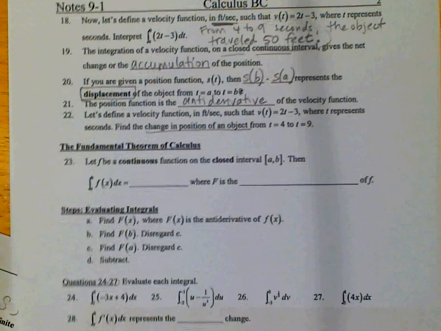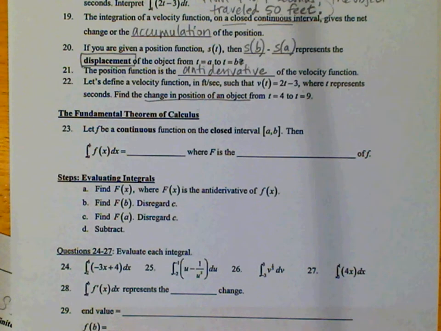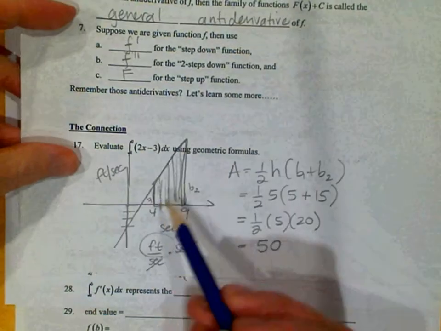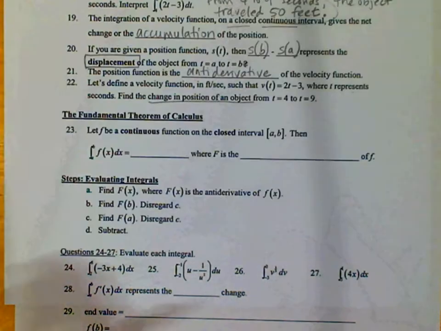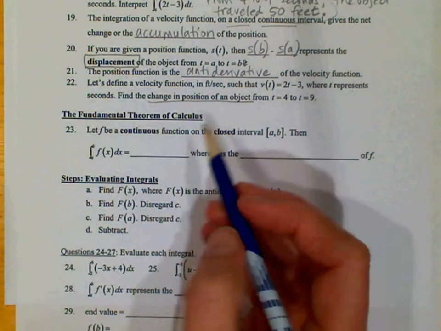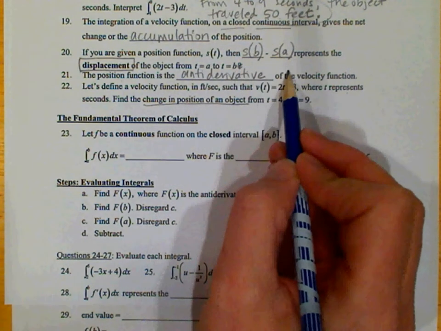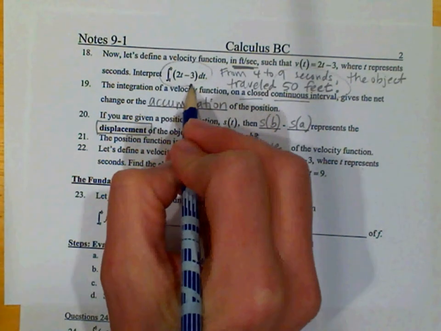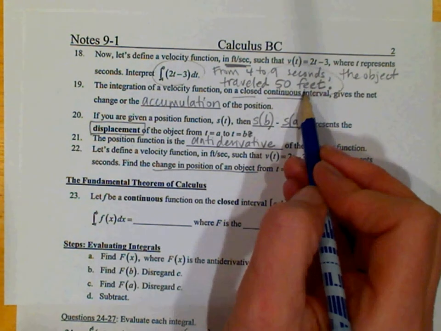Alright, so we're back, and I'm trying to make a connection here between the antiderivative and the area underneath the curve. So we just showed that if I'm going to find the area underneath the curve, I get the change in the position. I also know that the position is the antiderivative of velocity. So we come up with this whole idea about displacement, and S at B minus S at A is displacement. But wasn't this also displacement? From 4 to 9 seconds, the object traveled 50 feet, or it was displaced 50 feet.